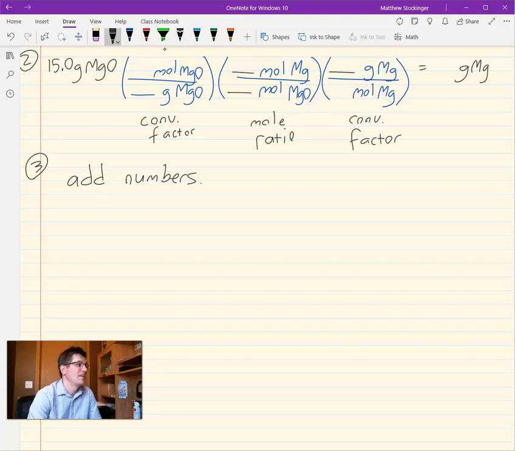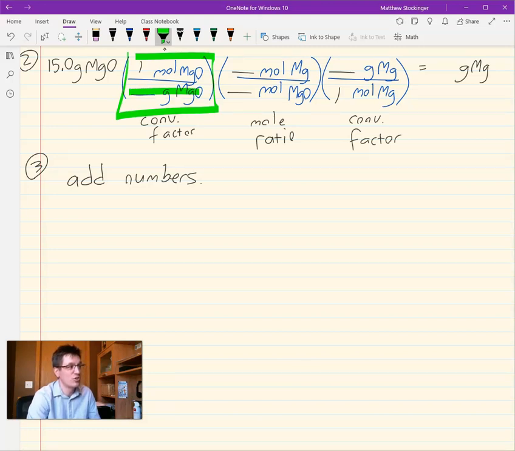Okay. These side moles, these are always ones. That's something you have to memorize. Why is it always a 1? Well, this whole conversion factor is saying how many grams of MgO are there in 1 mole. That's what a periodic table mass is. It's how many grams there are in 1 mole of anything.